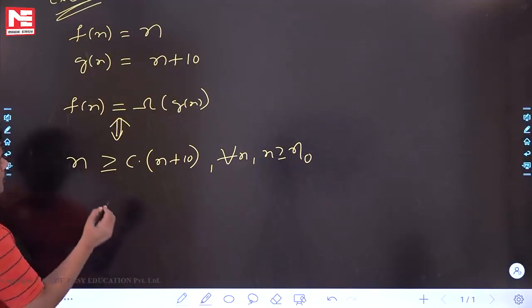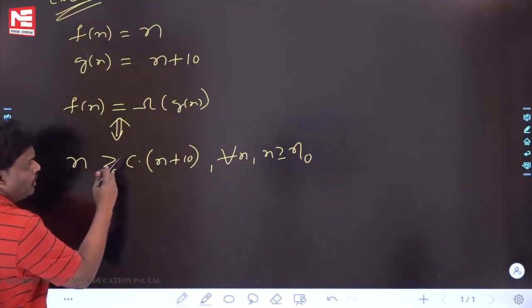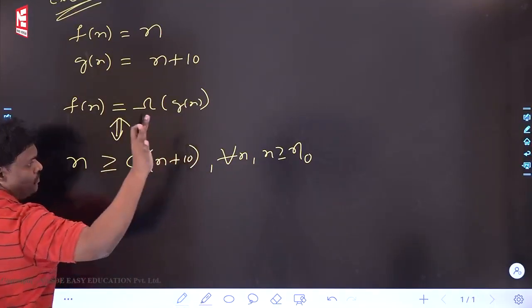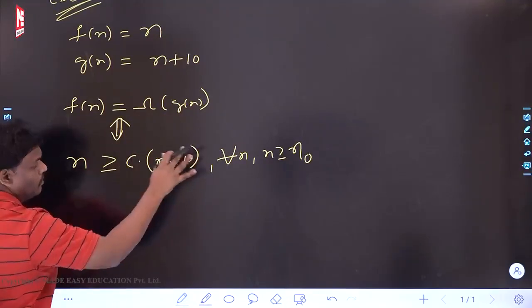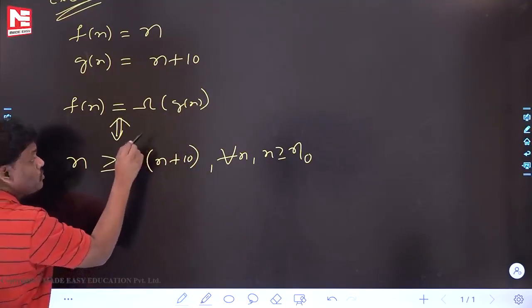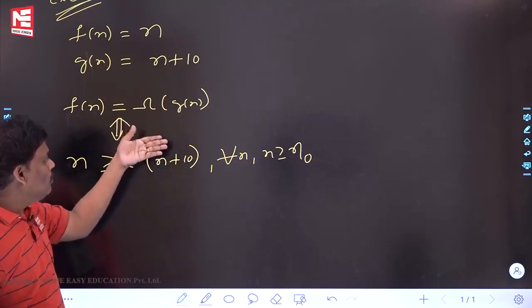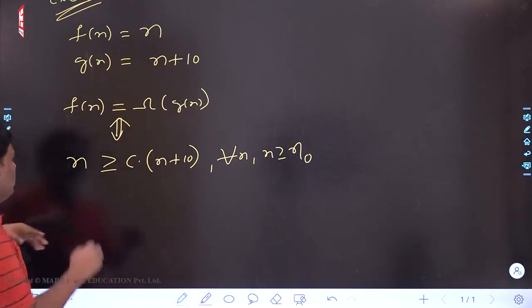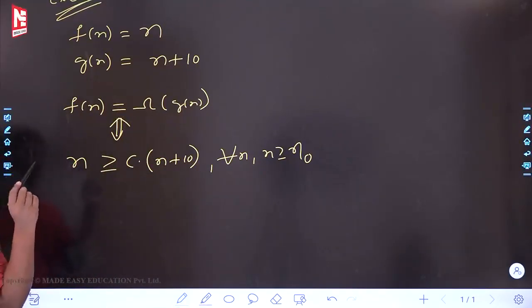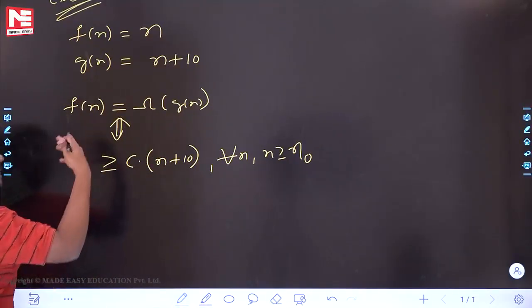Can you help me with one small line now? What is the meaning of big O? Right side greater. Big O means right side greater. What is the meaning of omega? Right side smaller. Omega means right side smaller, which is nothing but the left side is bigger. In the case of big O, right is bigger.